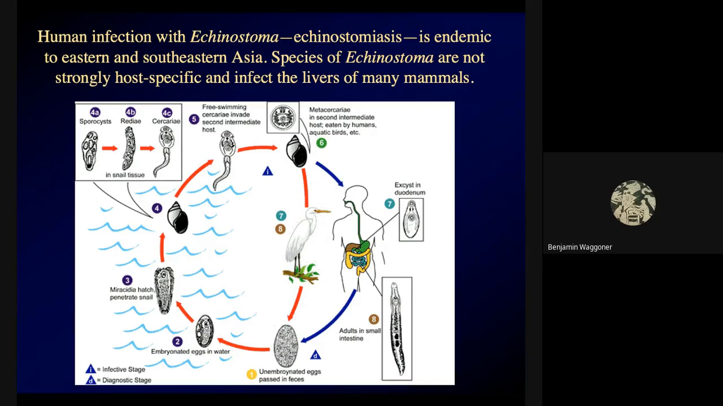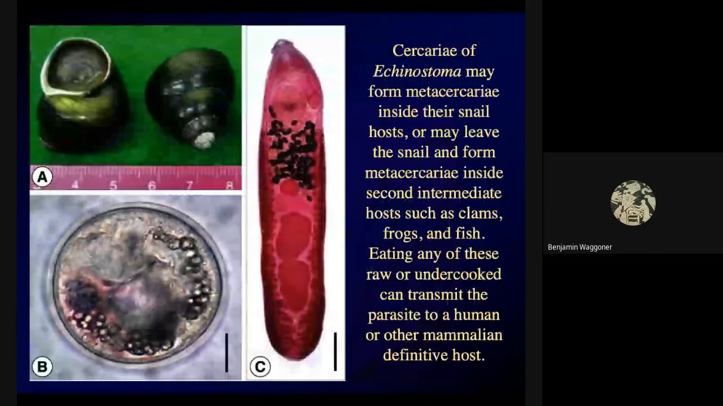And you can see the basic life cycle here. Eggs pass in feces. Eggs hatch into miracidia, penetrate the snails, do the whole sporocyst, redia, cercaria thing. The cercariae invade the second intermediate host and form metacercariae. And in picture B, down there at the lower right, you can see what a metacercaria of echinostoma looks like. They can form metacercariae inside snails, or they might leave the snail and form a metacercaria inside a different intermediate host, like a clam, a fish, or a frog. Eat any of those raw or undercooked, and you can get the parasite from eating metacercariae.